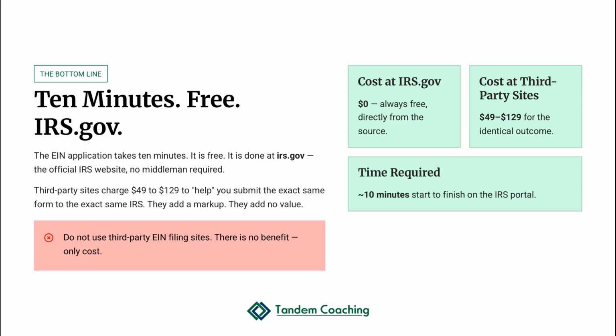10 minutes, free, IRS.gov, that's the whole headline. The application is a web form that walks you through a sequence of questions. The IRS issues the EIN at the end of the same session. No fee, no waiting period, no third party in the middle. $49 to $129 charges on lookalike sites are pure markup on a free government service. Bookmark IRS.gov for the application, not a third-party domain that looks similar.